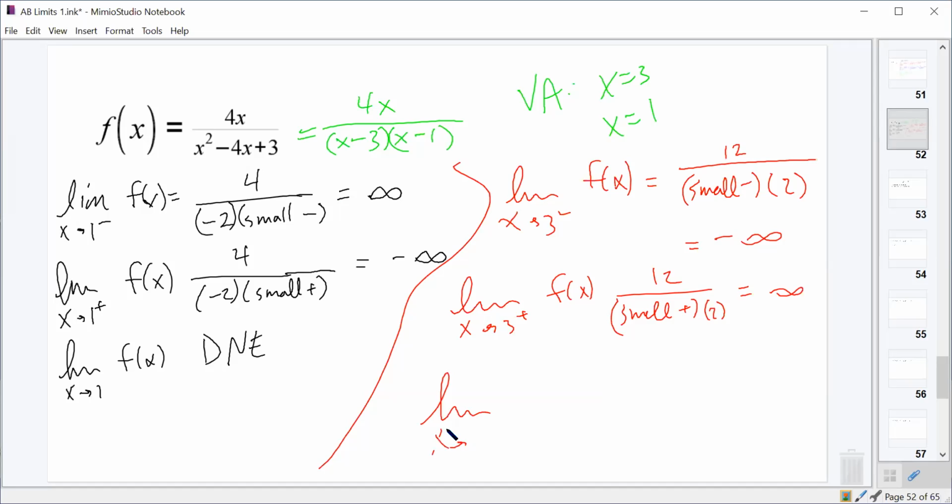And the limit as x approaches 3 of the function doesn't exist. And remember, technically, all 6 of these limits that we just found don't exist. Good or no? Yeah. Anybody having any issues with these ideas of these vertical asymptotes? Okay, great.